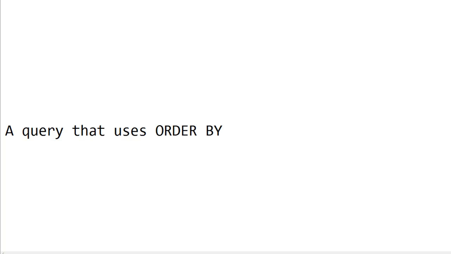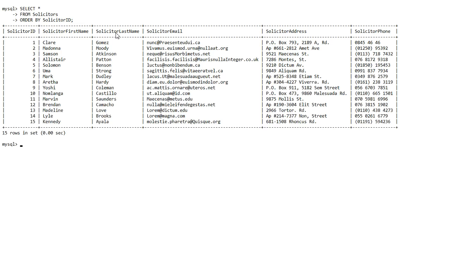I'm using my SQL database management system. So let's switch to that. There it is. So I'm writing this: select all from solicitors, order by solicitor ID. What is happening here is I'm retrieving all data from this solicitors table, and I'm simply ordering by this column here, the solicitor ID.